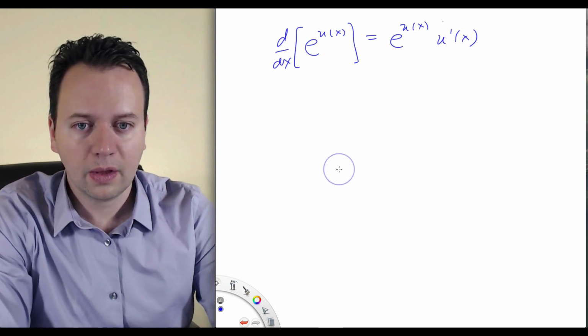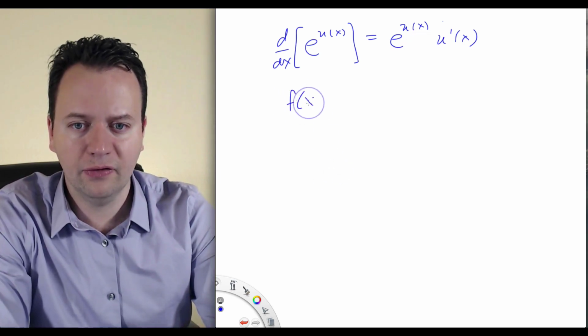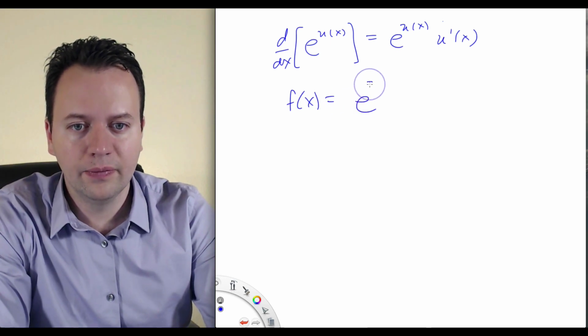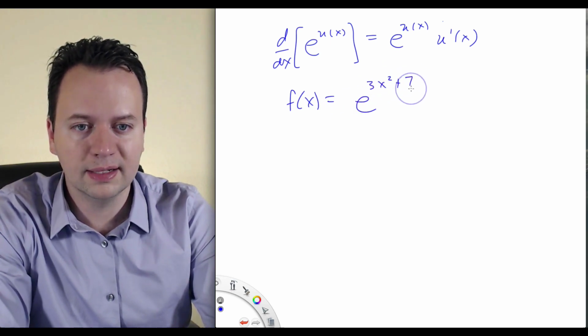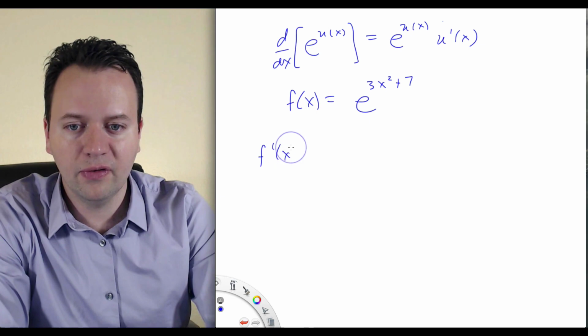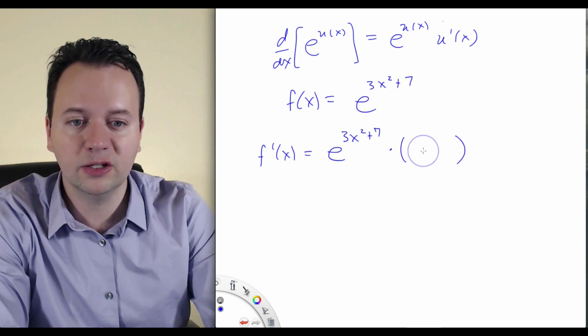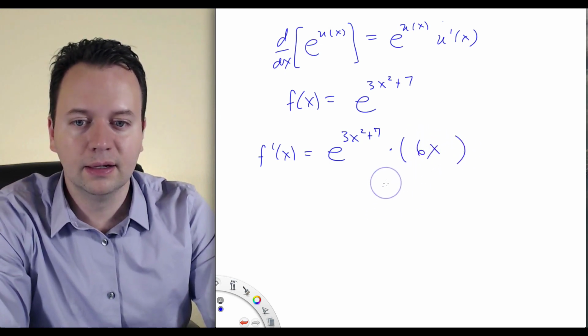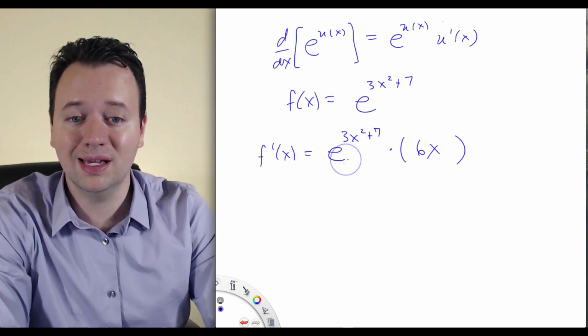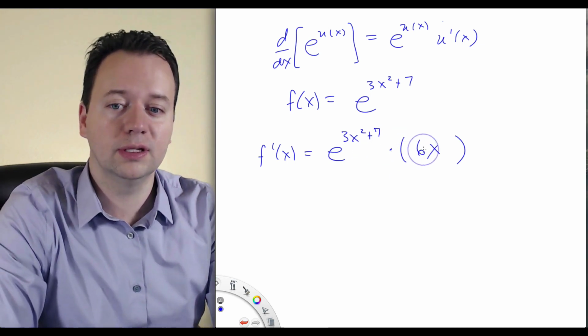So let's see an example of this. Suppose that f of x is equal to e to the 3x squared plus 7. F prime of x, we just rewrite it, e to the 3x squared plus 7, and we multiply by the derivative of the exponent, which is just 6x. So the derivative is just 6x times e to the 3x squared plus 7, just like that.